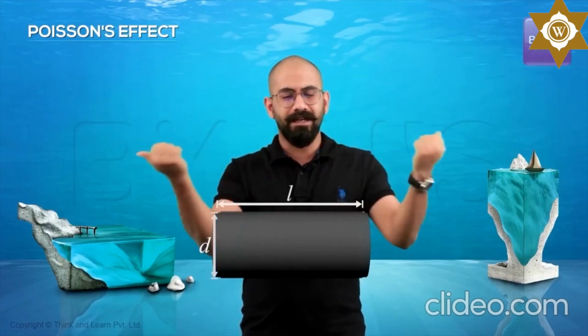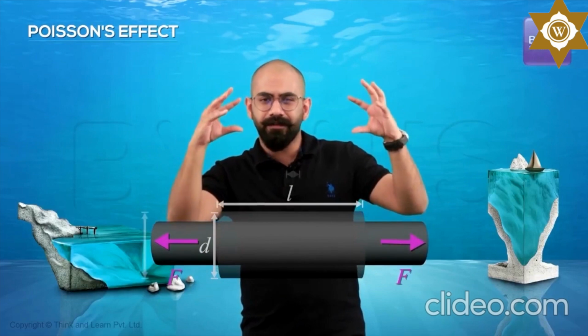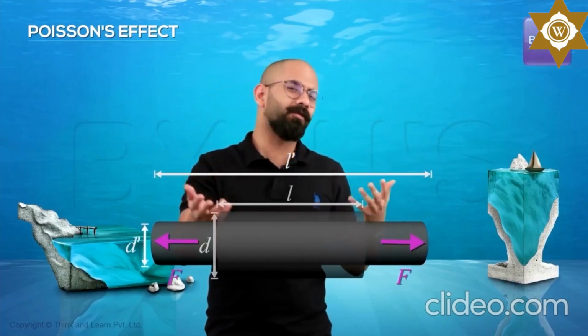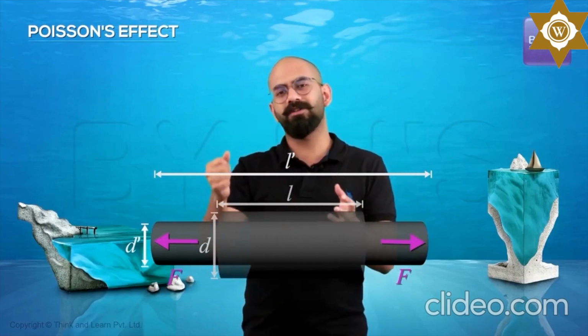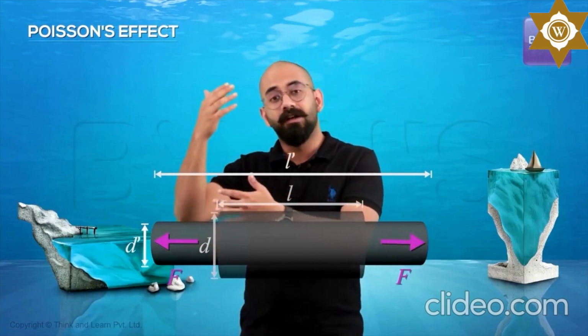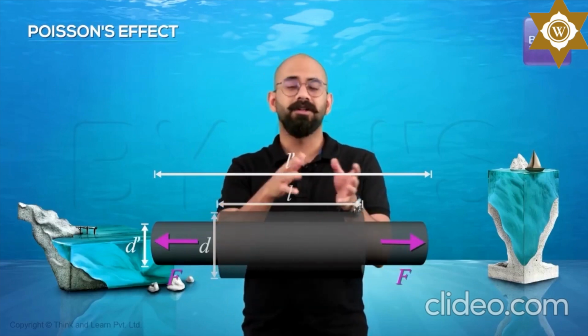Let's say a cylindrical body, and you extend it. You apply a tensile force. What happens is that the diameter of this body reduces, mainly to keep the volume constant. But the ratio of how much the diameter changes to how much the length changes is a constant, and it's called the Poisson's ratio.